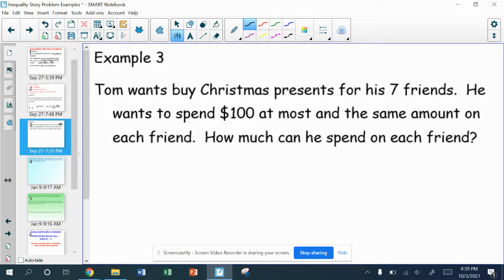Okay, so Tom wants to buy Christmas presents for his 7 friends. He wants to spend $100 at most, and he wants to spend exactly the same amount on each friend. So he's got $100. Maybe he's going shopping and that's all he has, but he wants to be fair and he wants to spend exactly the same amount of money on each person. So he wants to know how much he can spend. So if we want to pick maybe the variable P for presents or G for gifts or whatever, that's going to be the cost of the present.